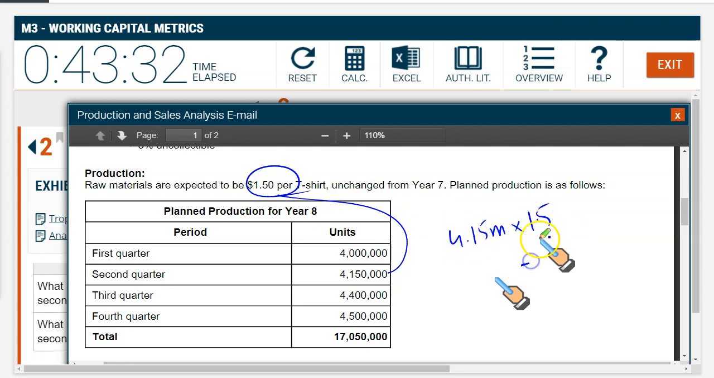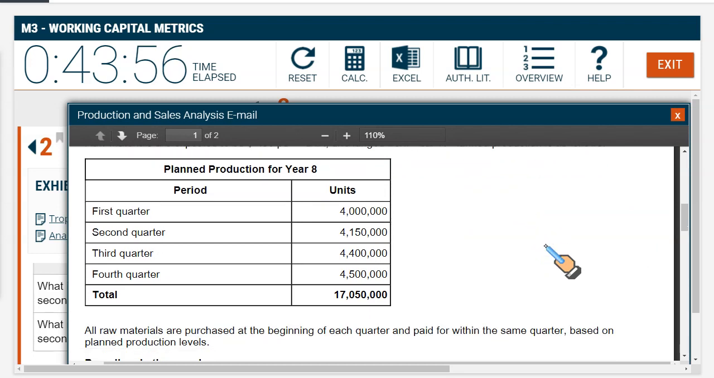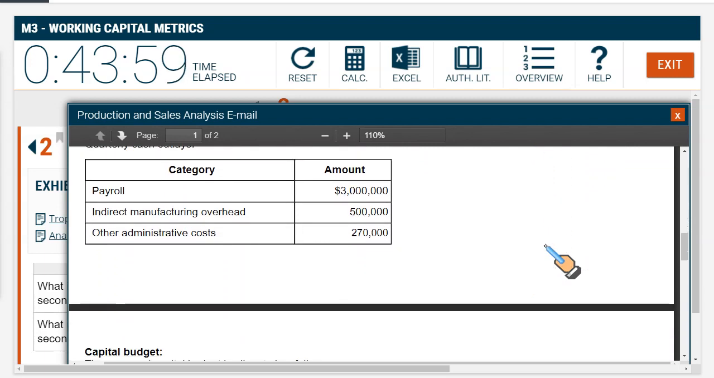So the total payment related to material is going to be 6,225,000. So this is the first payment, you should note it down. Then going back, or down rather, then we have the payment for payroll, indirect manufacturing overhead 500,000, other administrative cost 270.